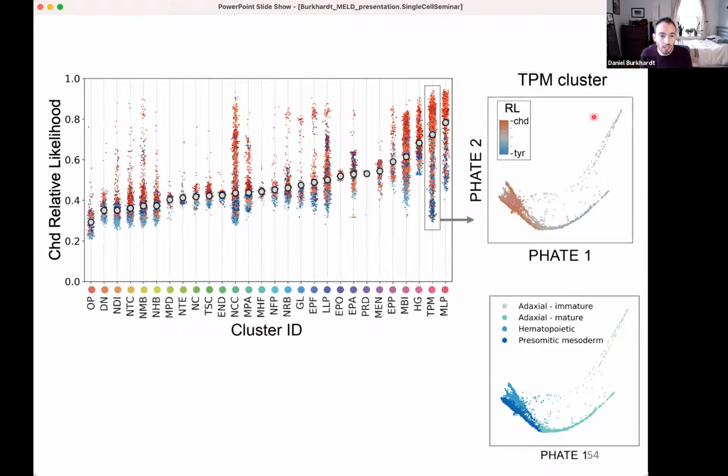So what we can do is actually just take those cells. So this is the tailbud pre-somitic mesoderm cluster. The color here is just the same thing as the y-axis here. We're not rerunning MELD on this cluster. We're just using the original relative likelihood estimates.